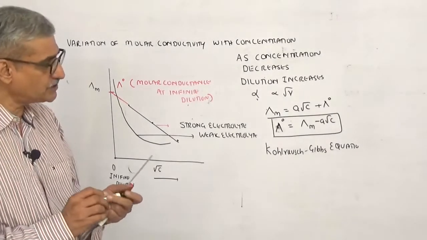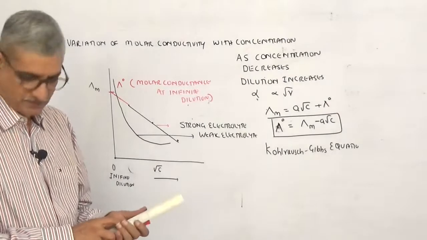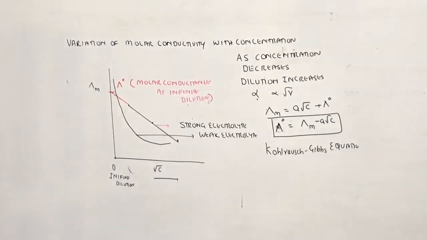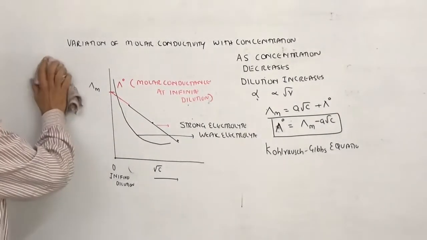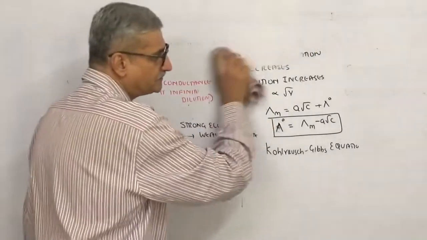Now we come to the next one, Kohlrausch's law of independent migration of ions. And then we are going to connect all this now.